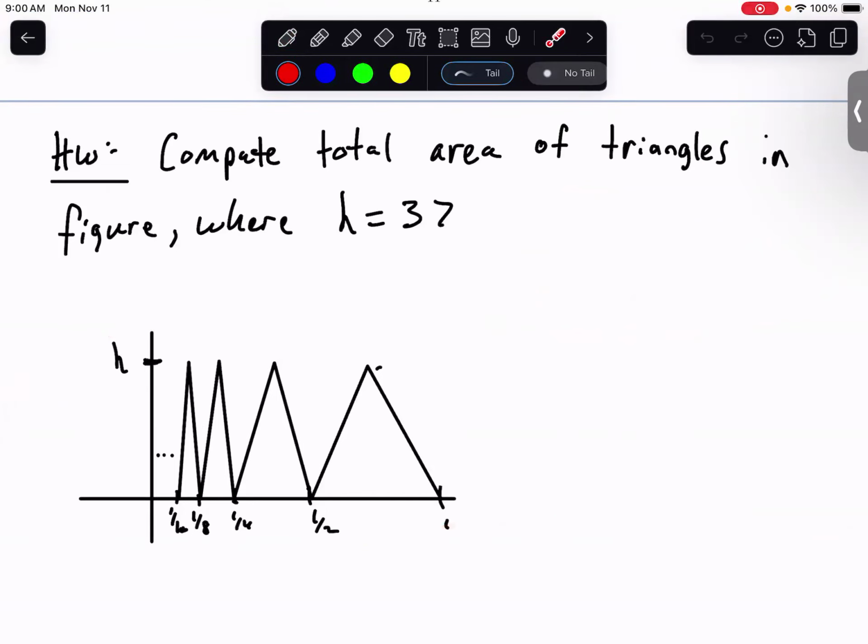So for this problem, it wants you to compute the total area of the triangles in the figure below, where we have that h is going to be equal to 37. h is just going to be the height of all the triangles that you have. And so this is really good, the only thing that's going to change from problem to problem. So your problem might be 42 or 43. But at the end of the day, all you have to do is change one of the numbers at the end. Right? So we're letting h be equal to 37.